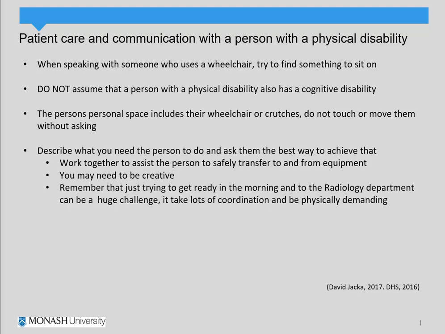Describe what you need the person to do and ask them the best way to achieve it. So you need to work together to assist the person safely to transfer to and from equipment. You may need to be creative.